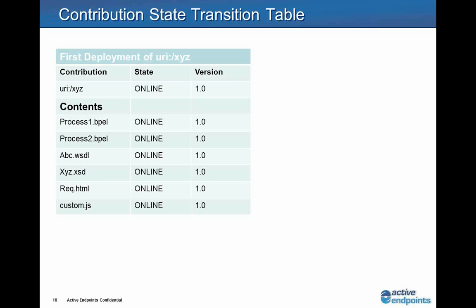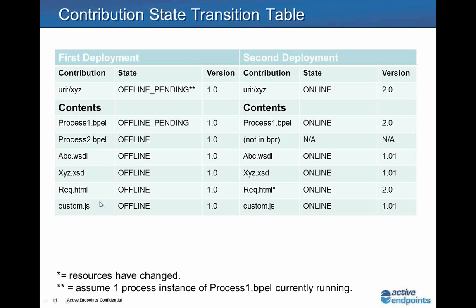So let's just look at a contribution transition table. Here is a contribution that has this base URI. It's online, and it's got two people processes and WSDLs, schemas, HTML, etc. You get a new version of it, and the new version has a version 2.0. Some things changed and some didn't.